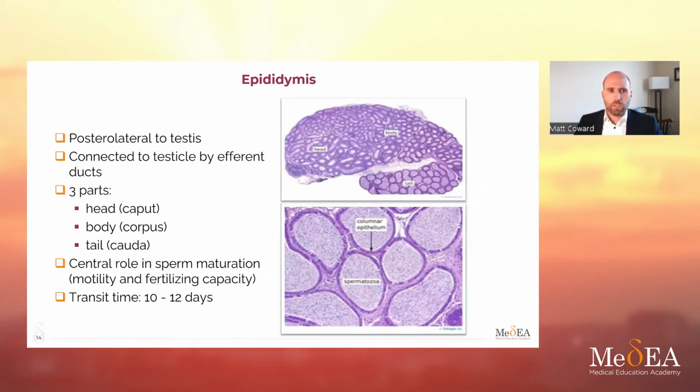The epididymis is a structure posterior lateral to the testis, connected to the testicle by the efferent ducts. And there are three parts of the epididymis: the head, the body, and the tail. The epididymis has a central role in sperm maturation, which is progressive motility and the fertilizing capacity or capacitation of the sperm, which is gained through the maturation in the epididymis. Transit time in the epididymis is 10 to 12 days.